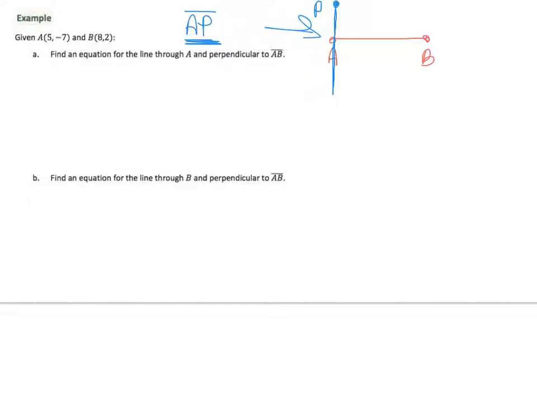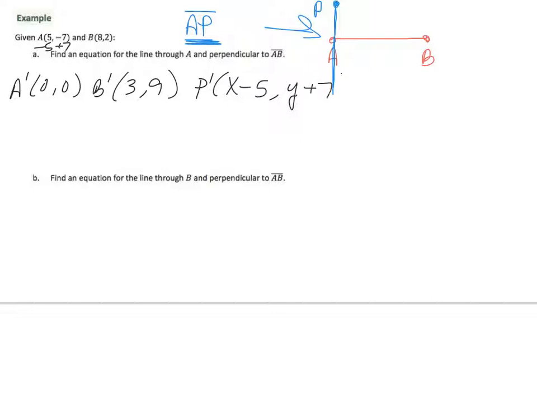Cool. All right, so let's get our point A to the origin. So I'm going to subtract 5 and add 7. A prime is now 0, 0. B prime is subtract 5, add 7. And P prime, x minus 5, y plus 7. Cool. All right, let's do our math. I'm going to have 3 times (x minus 5) plus 9 times (y plus 7).